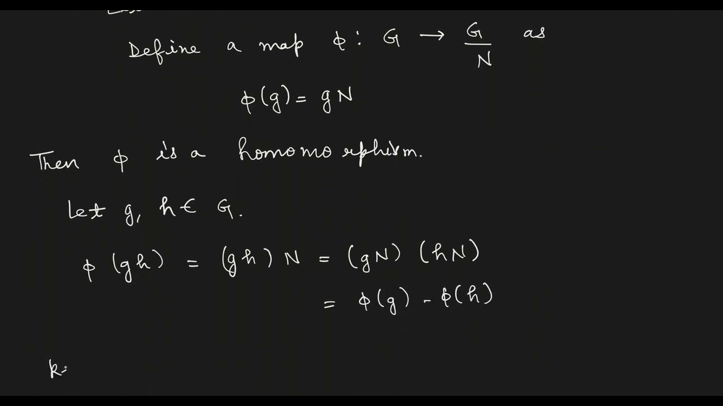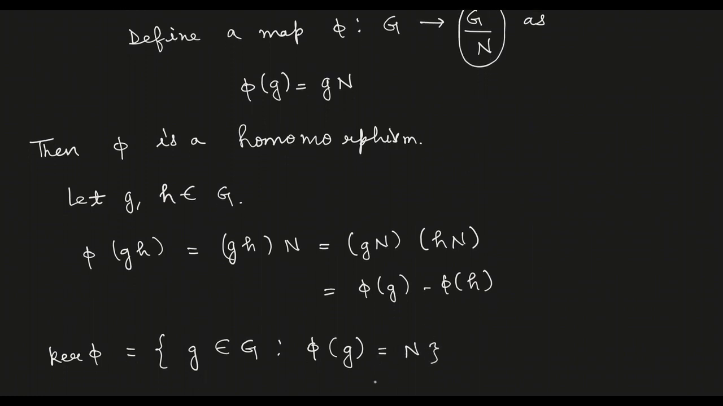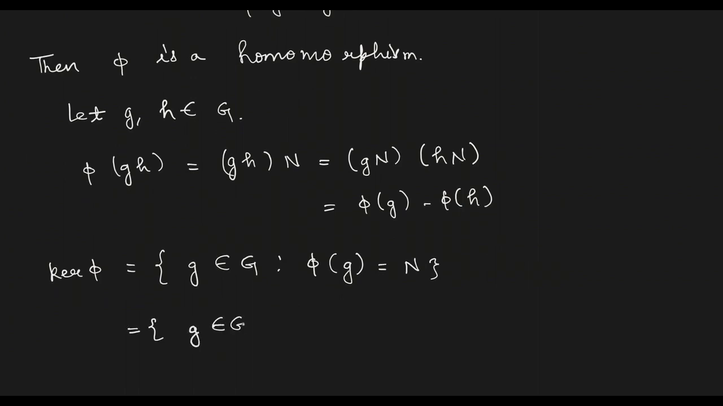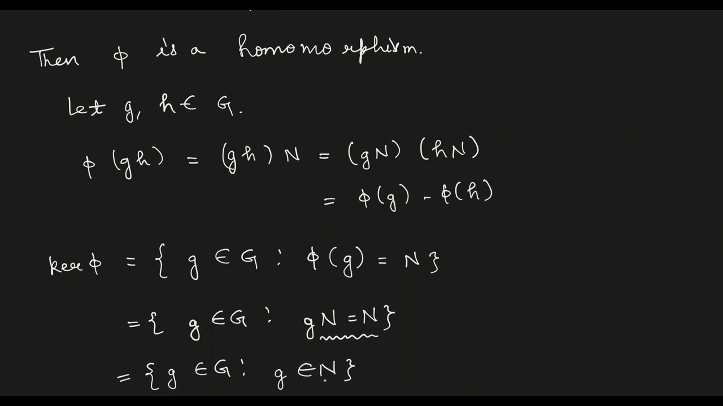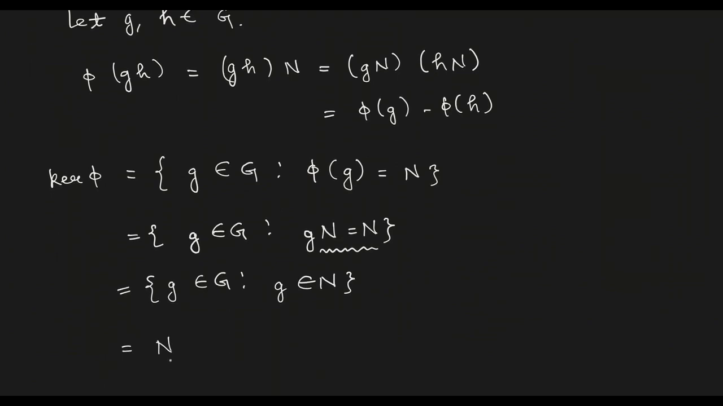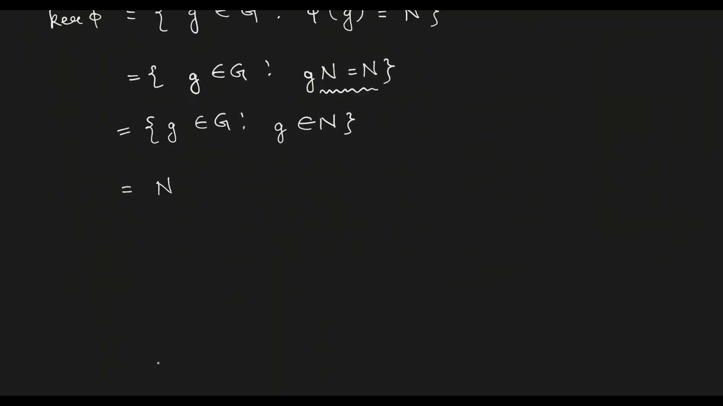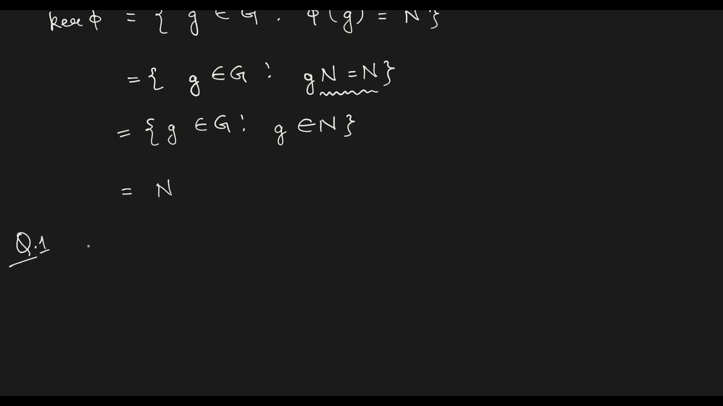And kernel phi is the set of elements of the domain that are mapped to the identity of the codomain, and the identity of this quotient group is N. So g belongs to G such that phi(g) = gN equals N. Again by property of cosets, g belongs to N. So this is equal to N. Kernel phi is N.